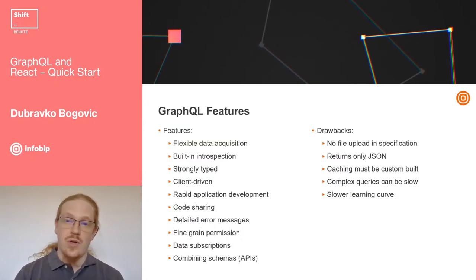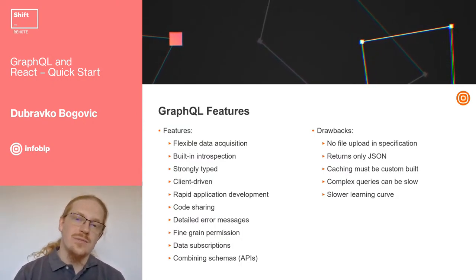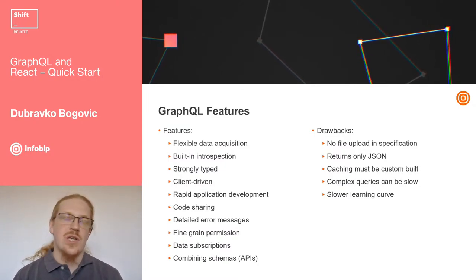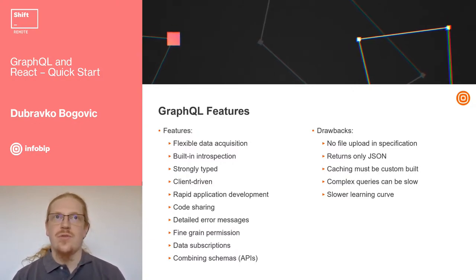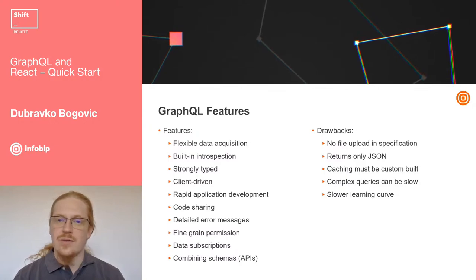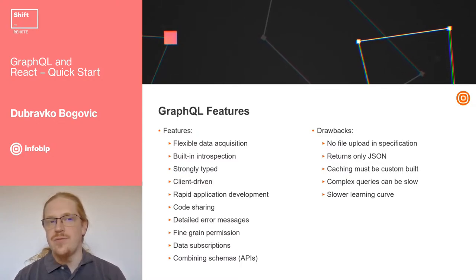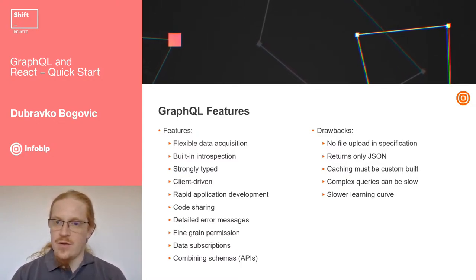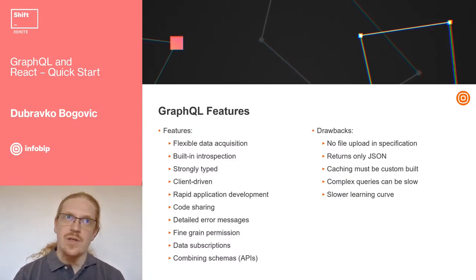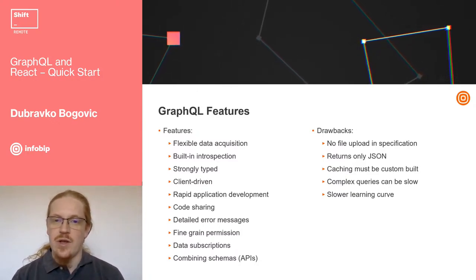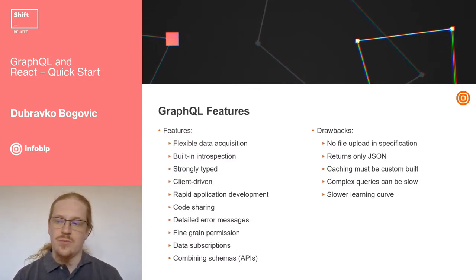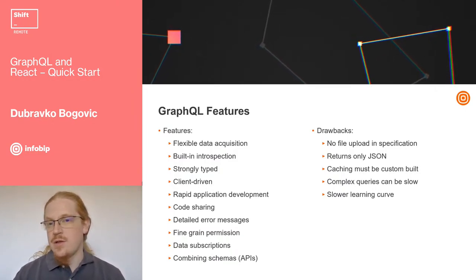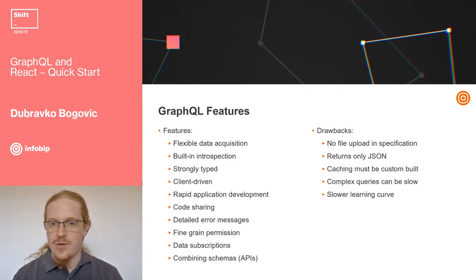Okay, but of course, we have some drawbacks. Well, what are those? Well, since we're communicating only with JSON objects, we can't upload a file. So we still have to create custom endpoints for uploading files. Okay, fine. It returns only JSON, so we can't download a file through this. Also, caching. Mostly, you have to implement your own way of caching. So there are some ways to cache data on the front end, and if you're building your own GraphQL API, you can do that on the back end also by yourself.